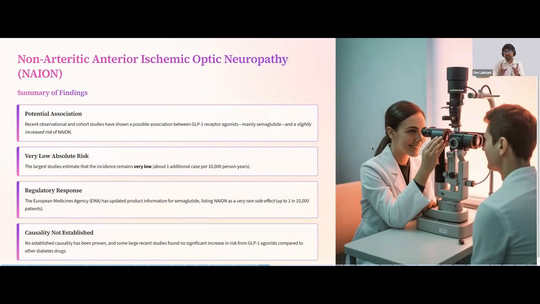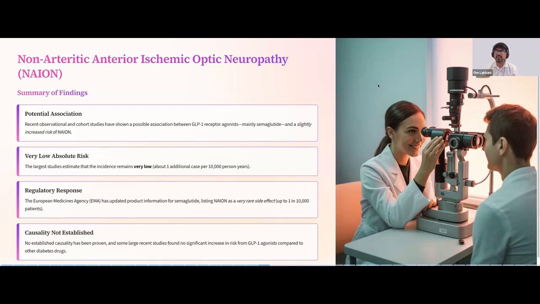Now, the one problem which you actually have to be aware of, and for whatever reasons, this is the one which should have made headlines. Unfortunately, it didn't. But this is the one we have to be careful about. There is a complication called non-arteritic anterior ischemic optic neuropathy. Quite a mouthful, but it's called NAION. This is a condition where there is involvement of the eye and it can lead to vision loss.